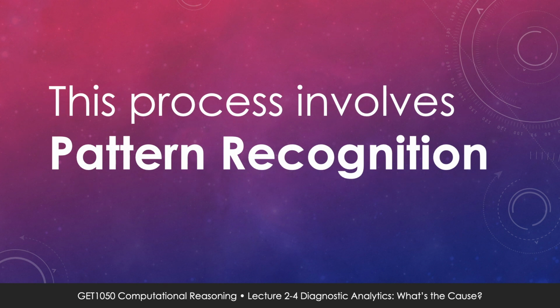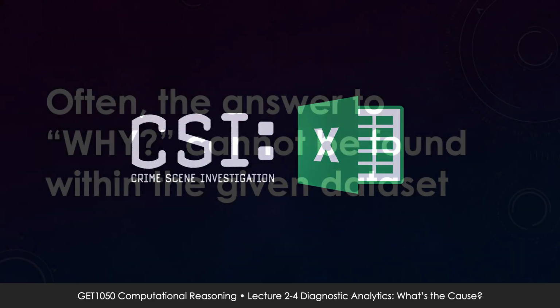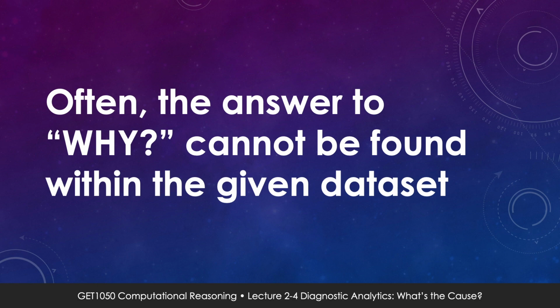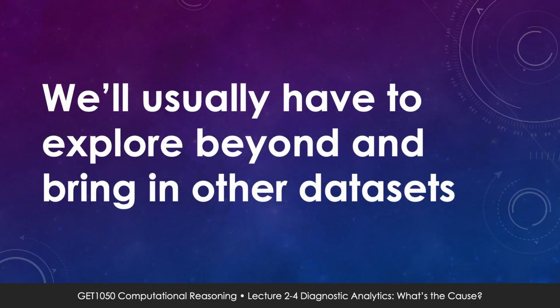Usually, we start by focusing on anomalies or breaks in patterns that we have discovered, and from there, we try to investigate and find out why it happened. It's like CSI but on Excel, right? So often, the answer to that why cannot be found in the given data set itself. We have to do a bit of detective work to investigate further, and this often involves finding patterns outside the given data set. So let's start with a simple example.